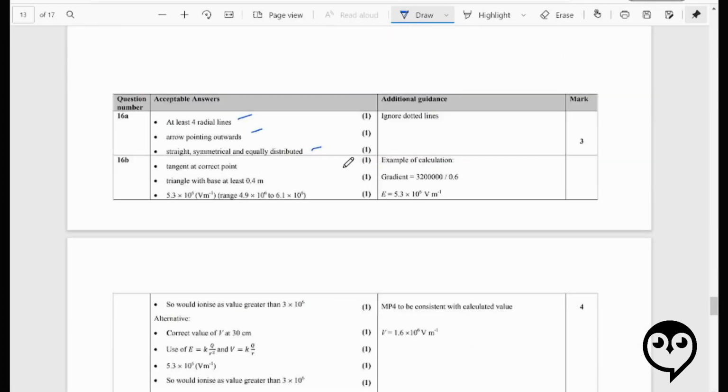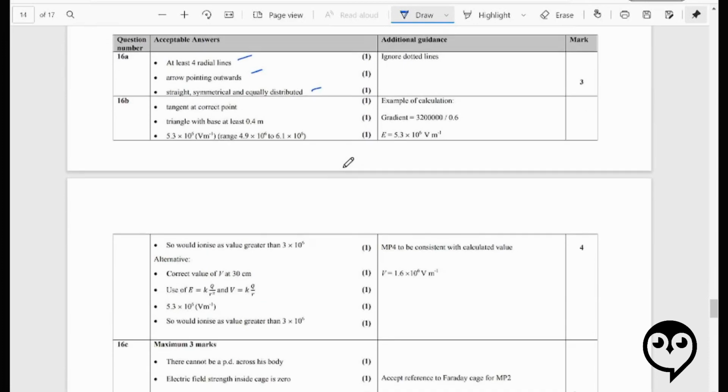Let's check our marks out here. Right, so what did we calculate? Oh, I got 5.0, they got 5.3, that's fine. So let's see, tangent point correct, 4 marks. Tangent point correct, triangle with a base of at least 0.4. Yeah, I had that. I've got my calculation, and I'm within the range they specify, so that's fine. So would ionize? Yeah, would ionize. So that's what I've done. I've got the 4 marks.